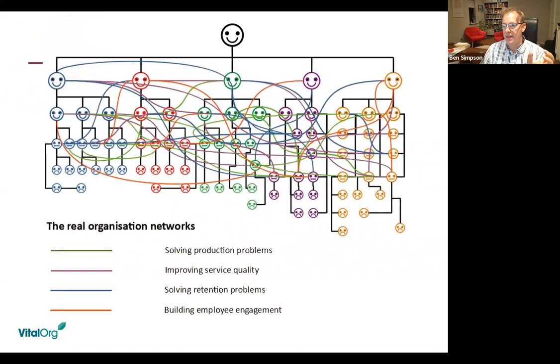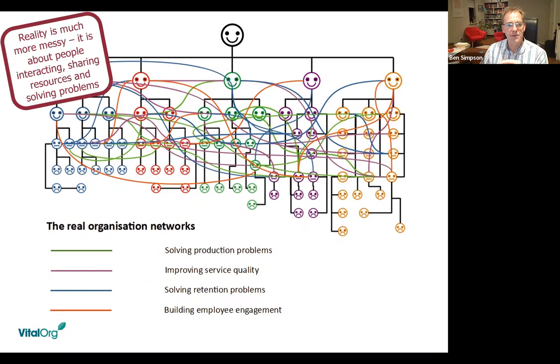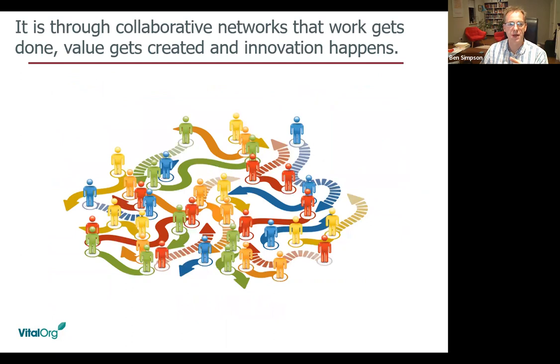And so we could say that the reality looks something like this. By color, these people are joined up across those boundaries and in the white spaces to do all that good stuff. But I've never been presented with an org chart on the first day of an assignment with a client that had the squiggly lines on. So yeah, the reality is much more messy, and it's all about interactions, sharing resources, solving problems, all that kind of good stuff.